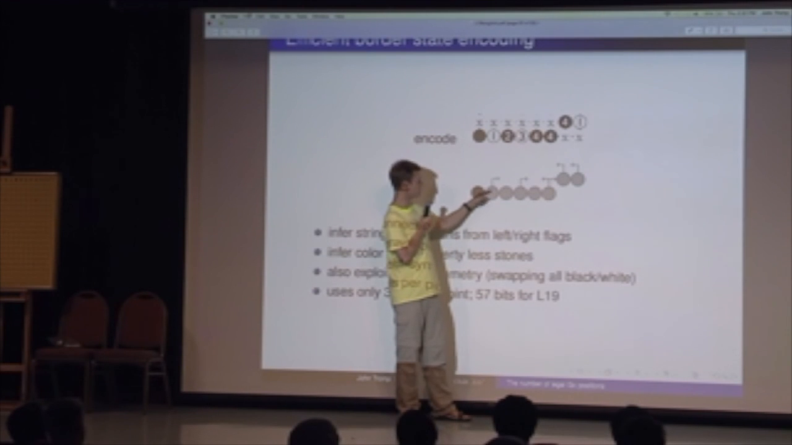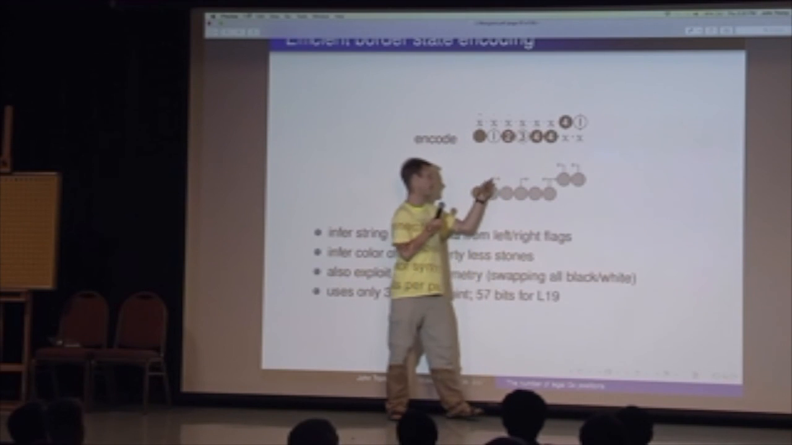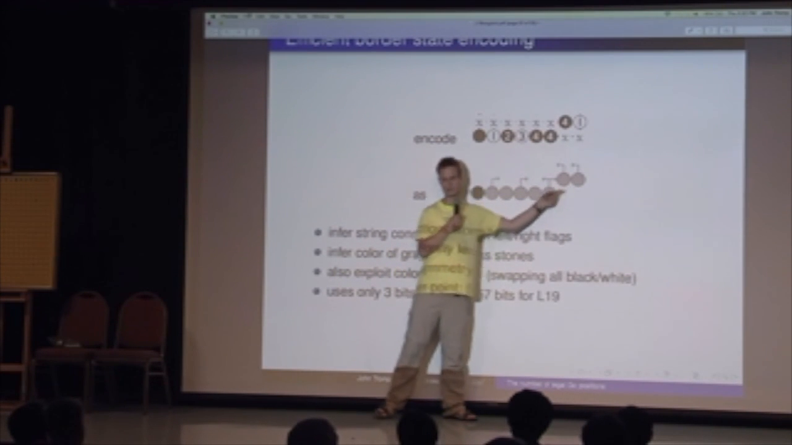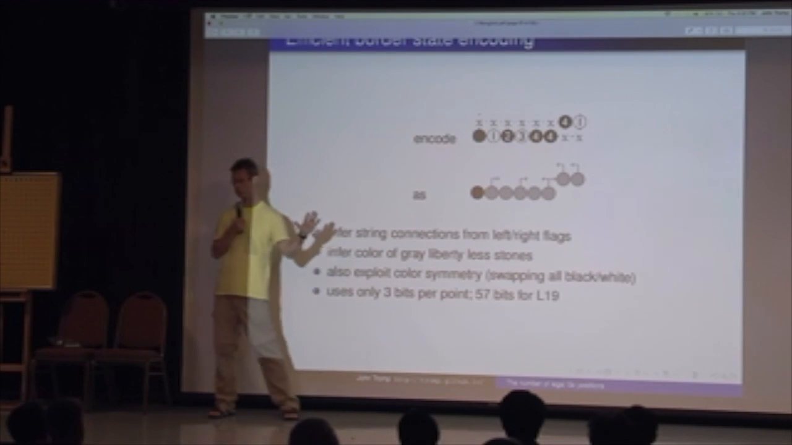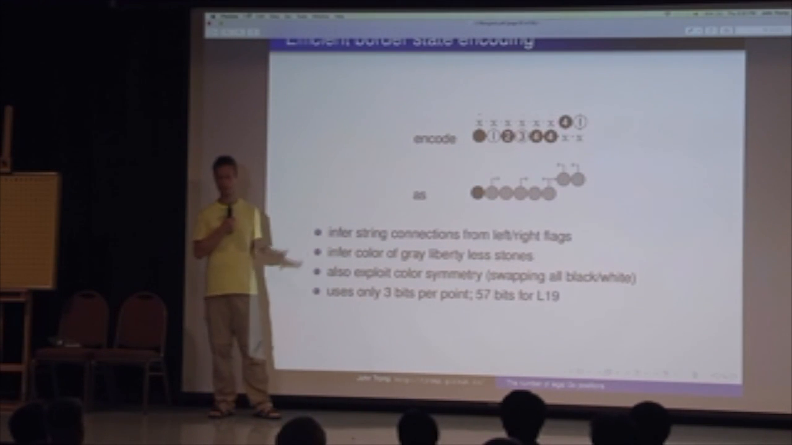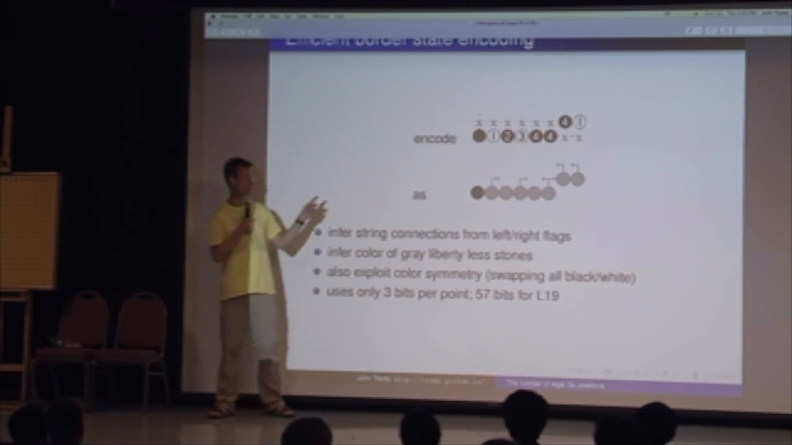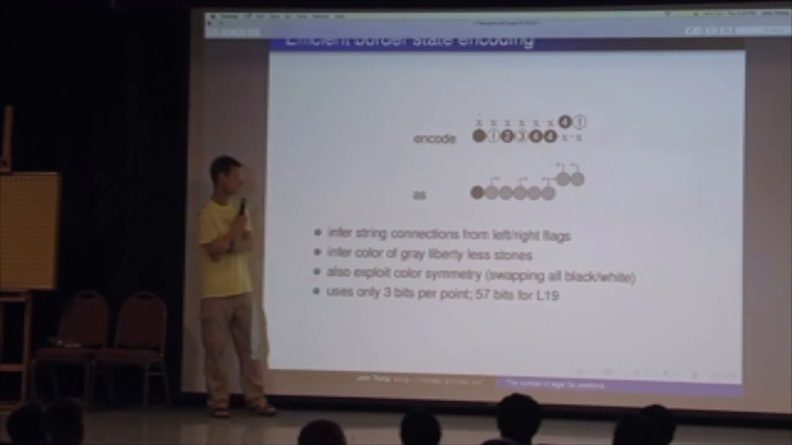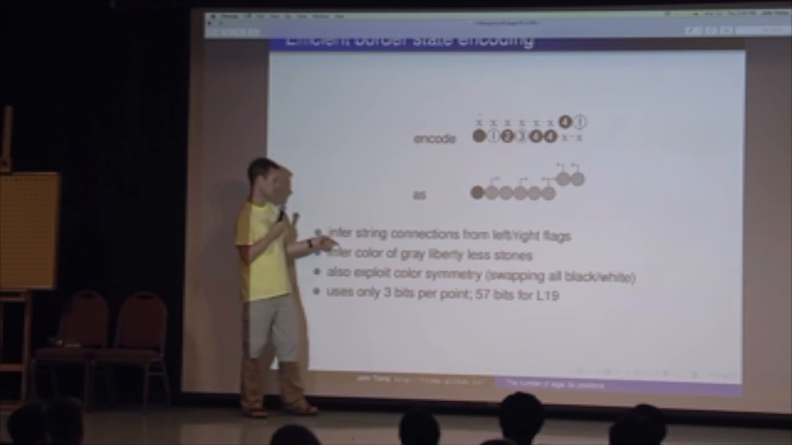Then from the fact that this points to the right and this points to the left, I know that these are connected. I'm making use here of the fact that connections cannot cross. My Go position is planar, so any connections have to necessarily nest. They cannot cross. That's what allows me to infer these connections. And then I can infer the color.